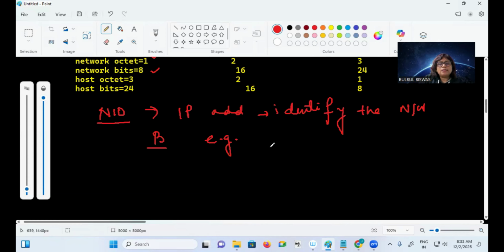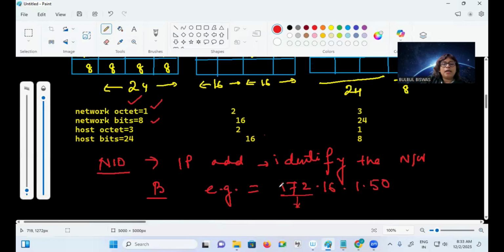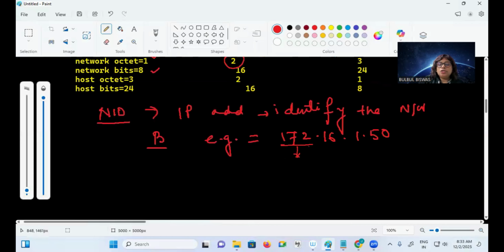Suppose I have an example, 172.16.1.50. It is a class B IP. Why is it class B? You can see the first octet falls in the 128 to 191 range, as I discussed in the class section. Whenever it is a class B IP, we understand that 2 octets are reserved for the network purpose. So here also these two are network.